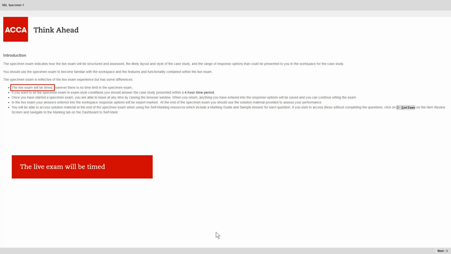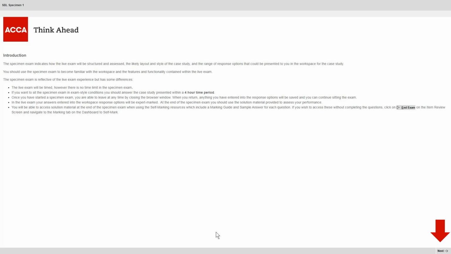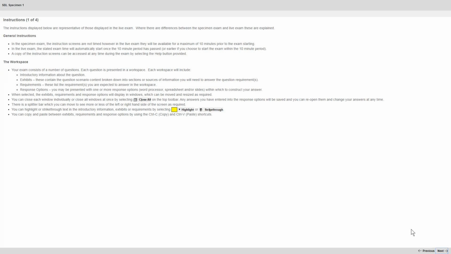First, notice that the live exam will be timed, though the ACCA practice tests aren't, and you'll have 4 hours in total to answer the questions. Selecting Next will take you to the first screen of the instructions. Here is that screen. This information is important.